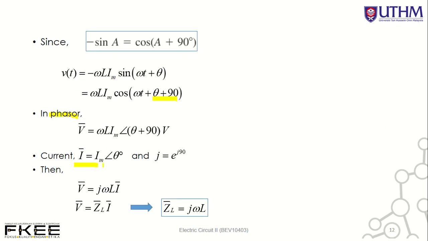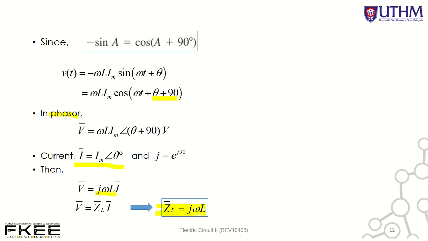So we have a current Im angle theta, so we can determine by using Ohm's law, V equal to I Z. V equal to j omega L times I equal to Im angle theta. So in this case we can write that V equal to ZL times I. So we can prove that ZL equal to j omega L.